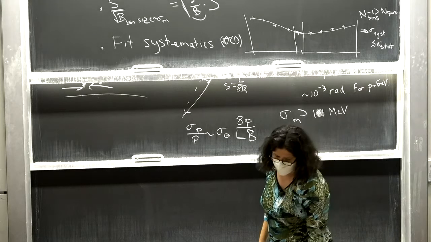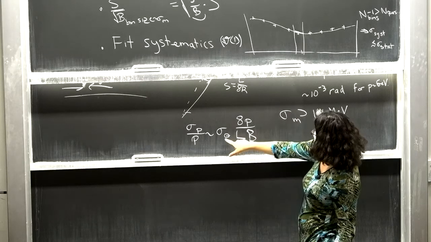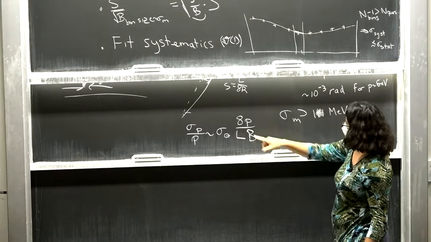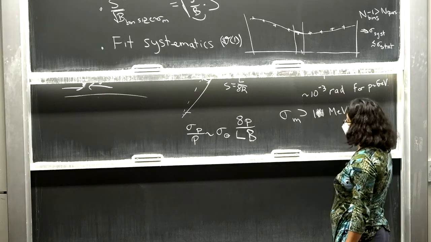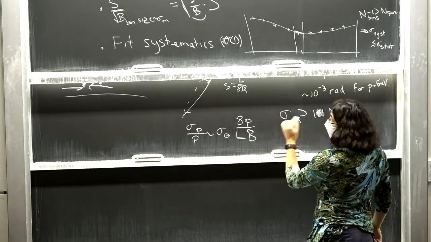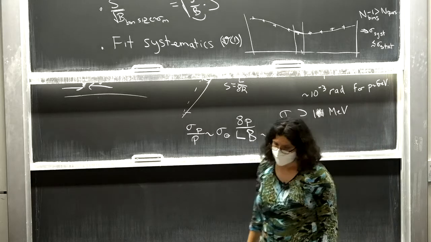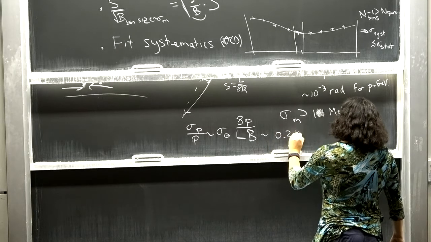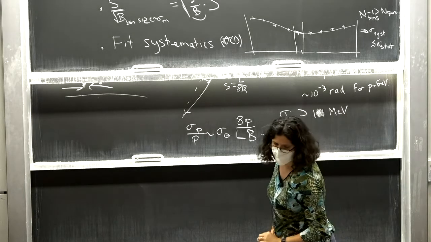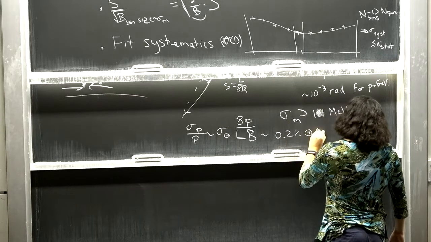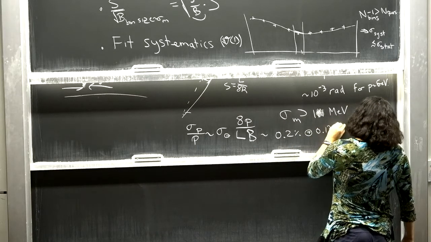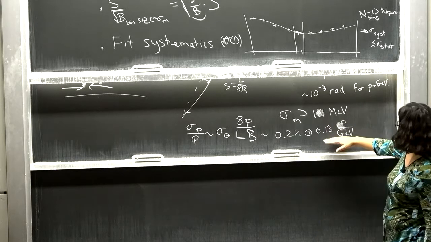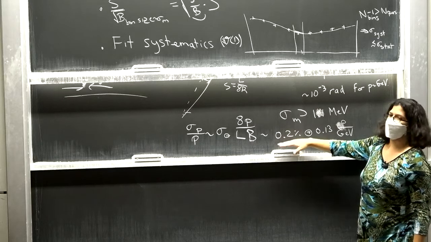And okay, so for Babar, based on what I told you about sigma theta having a piece that goes like 1 over p and a piece that's p independent, you would expect this, since it has an extra p factor in it, to have a term that goes like p and a term that's linear. And in fact, what Babar gets is something like a 0.2% relative uncertainty plus a 0.13 times p over GeV term, where this is your intrinsic position resolution, and this is your multiple scattering dominated piece.